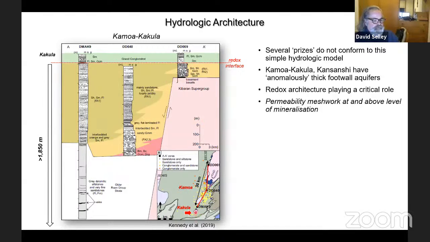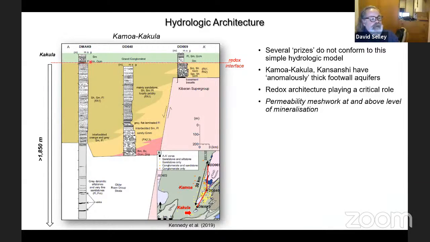But the real prize here is Kakula. This is at the far southern end of this profile. In fact, it's 10 kilometres beyond the edge of this profile, so it's 30 kilometres beyond the limit of the basin's edge. So how do we explore for this style of deposit, particularly if we're dealing with a blind deposit, which actually is the case for Kakula?